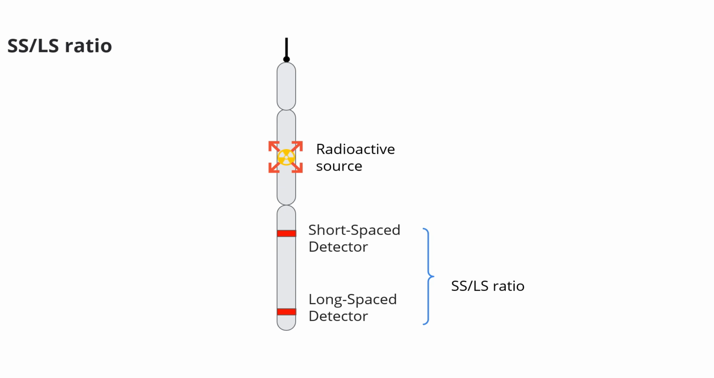Different rock types affect the SS-LS ratio differently, which also helps in determining lithology. For instance, dolomite slows neutrons efficiently, resulting in a higher SS-LS ratio than limestone, and quartz sandstone is less efficient at slowing down neutrons, leading to a lower ratio than limestone.